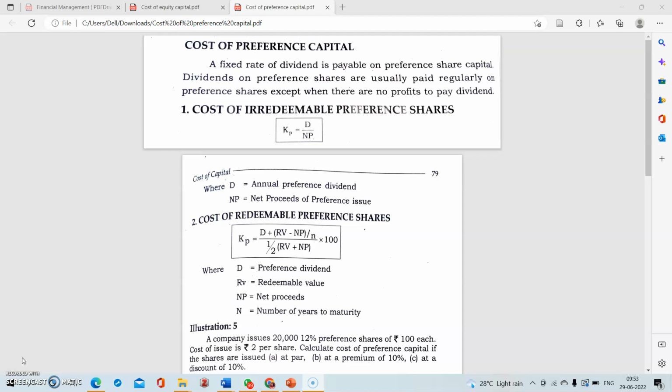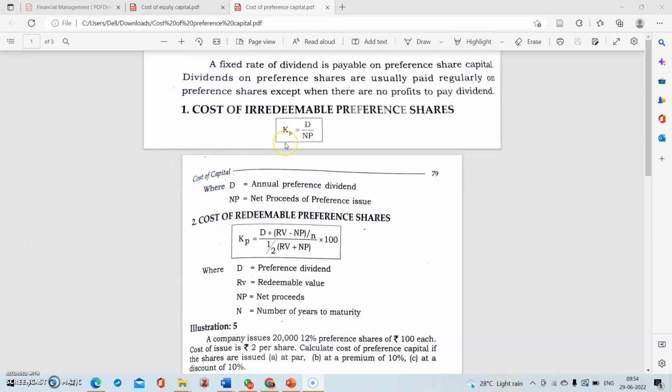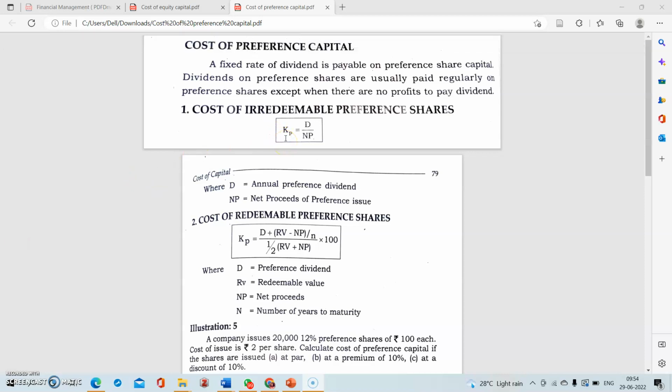Irredeemable means during the lifetime of the business, you are not going to give back. So those are perpetual preference shares, or those won't be repaid. Only at the time of winding up, you need to pay that. Such preference shares are known as irredeemable preference shares. In that case, the cost will be denoted by K, and in the case of preference shares, it will be denoted by KP. That is equal to D by NP. D is dividend, and NP is net proceeds.